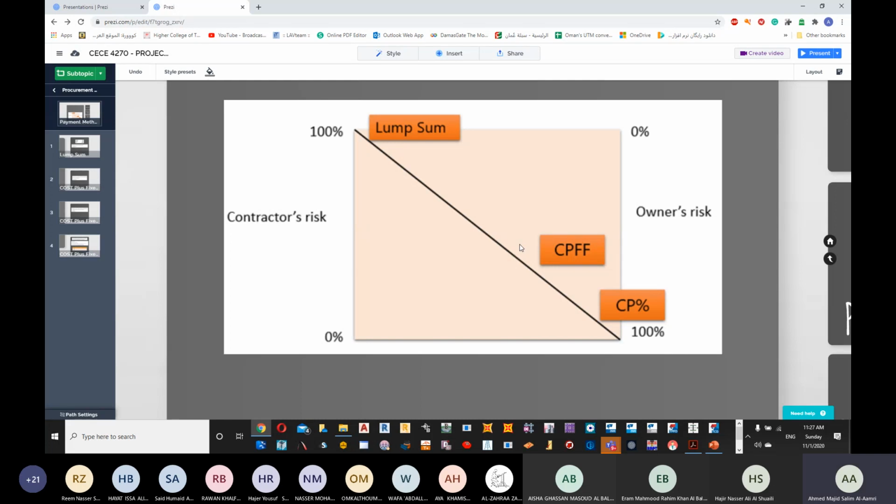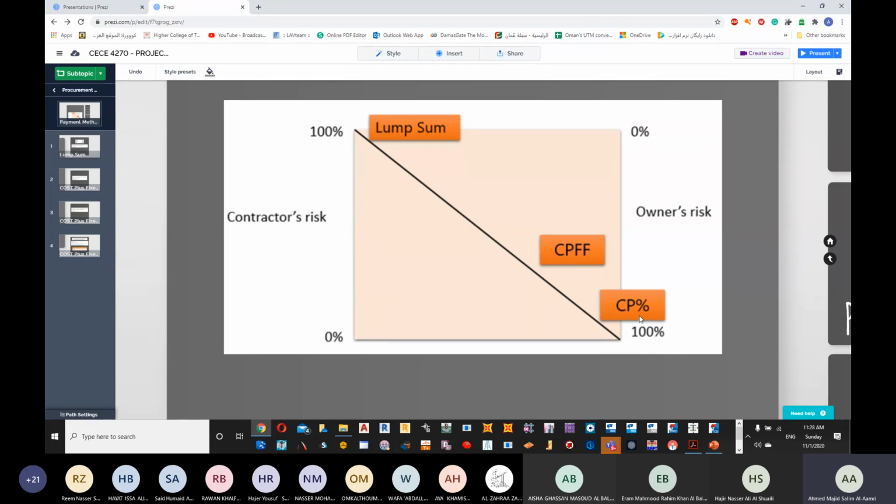Now it goes to the other opposite side. Whatever is best for the owner, it's not going to be the best for the contractor. So for the contractor, the best option is the percentage. After that, the cost plus fixed fee. After that, the worst scenario is lump sum, where I cannot do anything. My value is mentioned, or my value is within the contract.